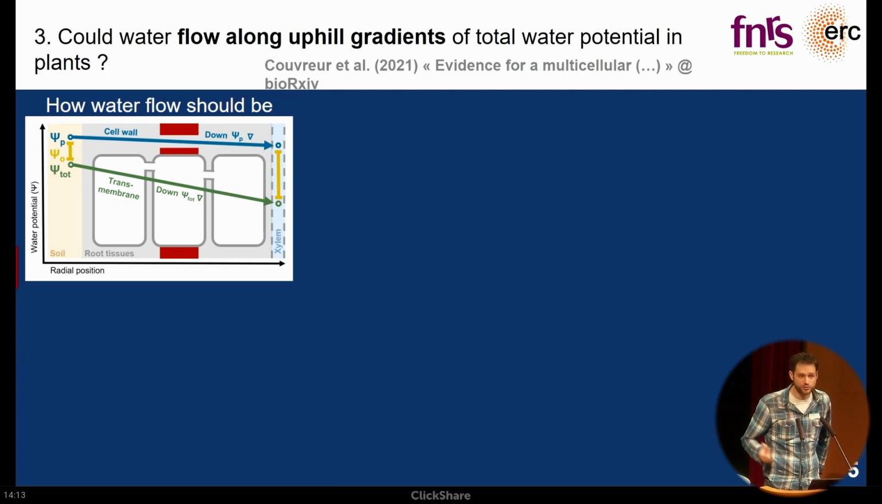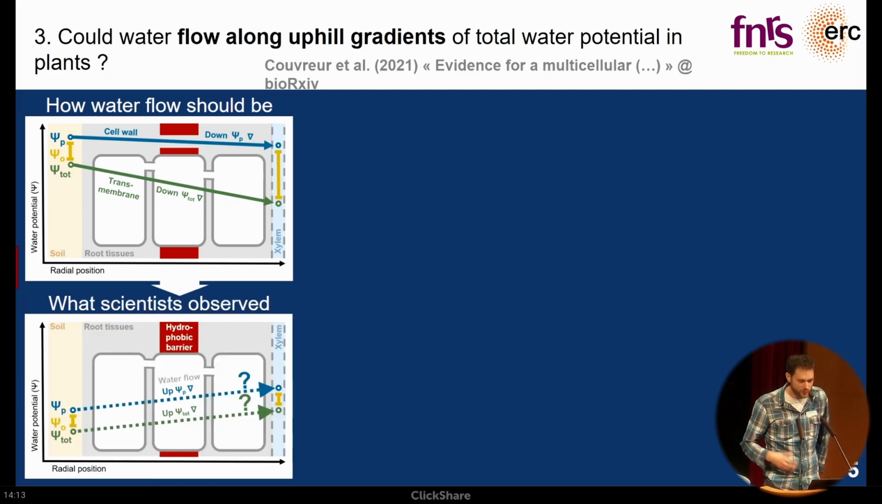And once you go through membranes, then you rely also on the osmotic potential. So you're looking at the total water potential, but you always go downhill of these water potential gradients. Now, what has been observed by a few scientists is that under certain conditions, when there's very limited water available, plants are still able to take up water and seemingly against this gradient of water potential.